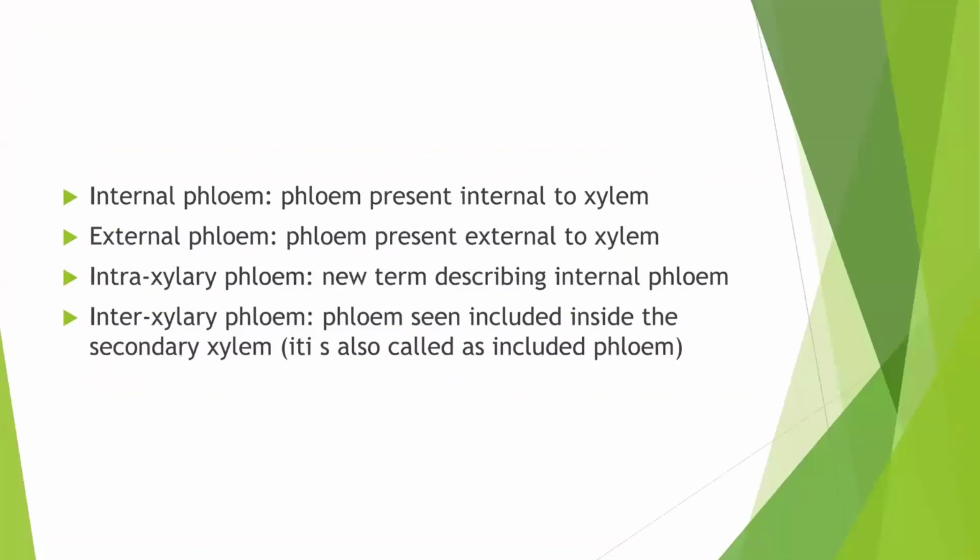Generally, phloem is present outside the xylem; xylem is towards the inside and phloem towards the outside. This is called external phloem. Based on position, there are different types: internal phloem and external phloem. Internal phloem is the phloem present internal to the xylem. External phloem is the phloem present external to the xylem. Another term, intraxylary phloem, also describes internal phloem.